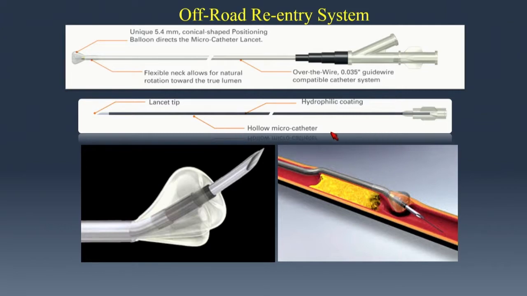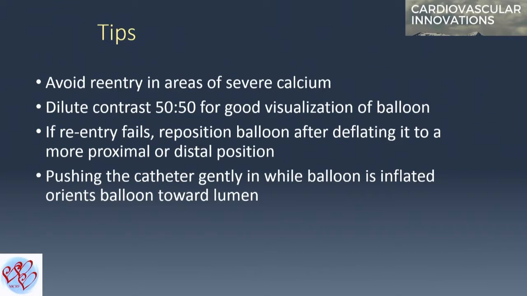There's a stylet that you can put through this catheter, and it has a lancet tip right at the tip of it. Once you advance that, it advances straight into the lumen, and then you can have your 014 wire right through. Of course, you take your catheter out, and again, finish your procedure the way you like it. So these are all very nice systems. They all work very well.